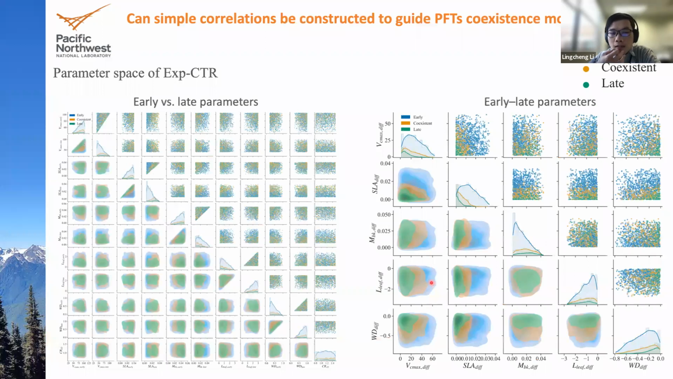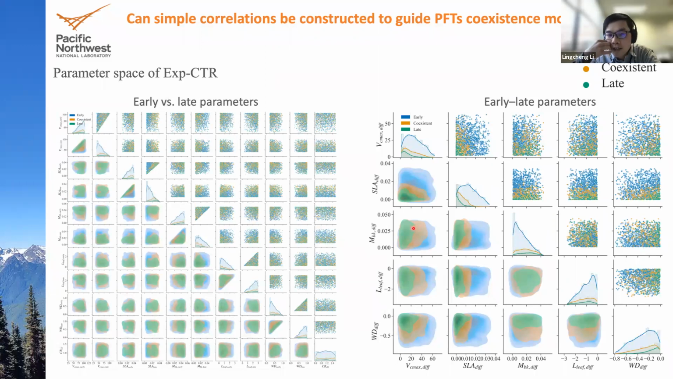So let's look at how the parameter space looks in these control experiments. The basic information from here is that the orange color is the coexistence, and the blue or green color is early or late. You can see that the orange color overlaps with the early or late cases in many spaces. But if we zoom in, some of these still have some difference between them.